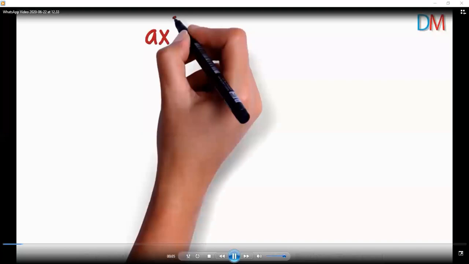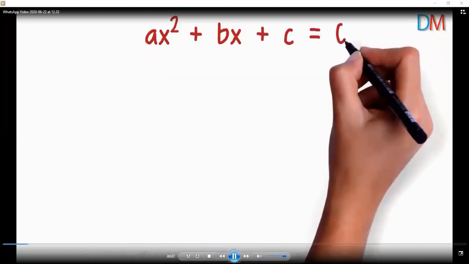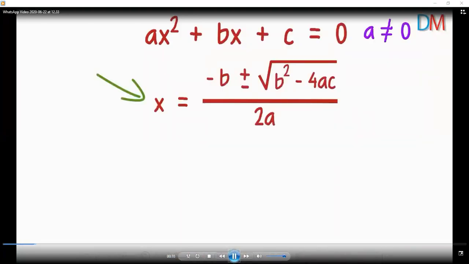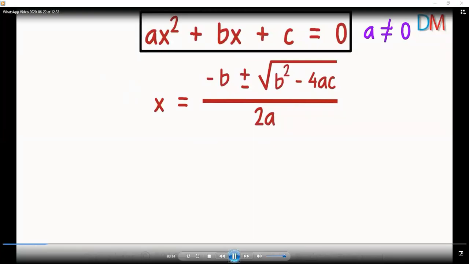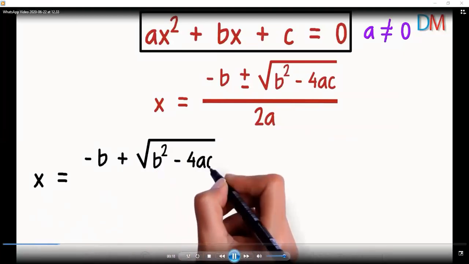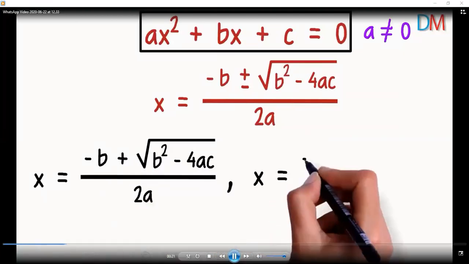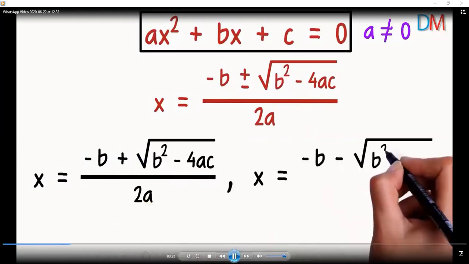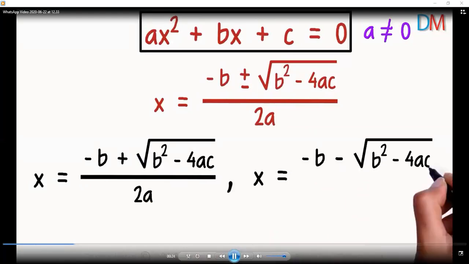Ax squared plus bx plus c equals 0, the roots are given by this formula. What are the two roots of this equation then? They are negative b plus root of b squared minus 4ac over 2a and negative b minus root of b squared minus 4ac over 2a.